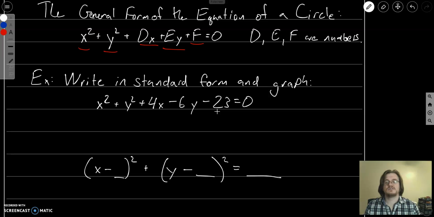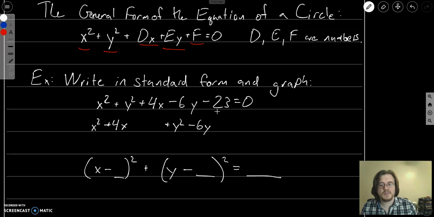form. So let's start by taking all of the x's and putting them out front, taking all the y's, putting them next, and we'll move the 23 to the other side. So I'm going to take both of our x terms and then put them out front, x squared plus 4x. I'm going to take our y terms. We have plus y squared minus 6y. And if I add 23 to both sides, I'm going to get this.